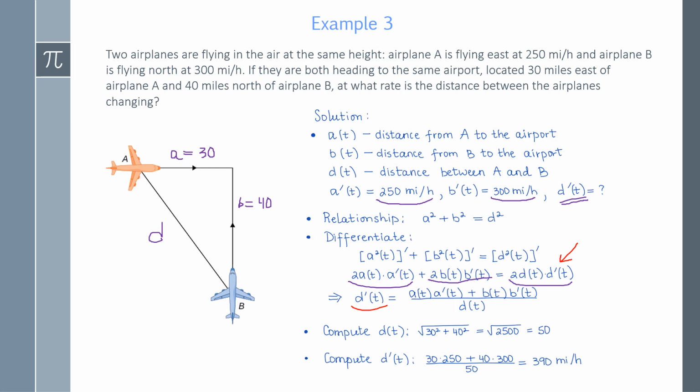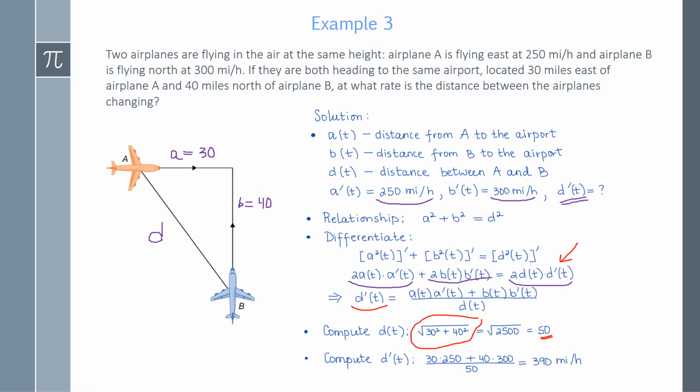Once again, we apply the Pythagorean theorem. Okay, we know the legs, so we can find the hypotenuse. So that's what we do in this step right here. And these numbers are picked nicely. So the answer for d is 50.